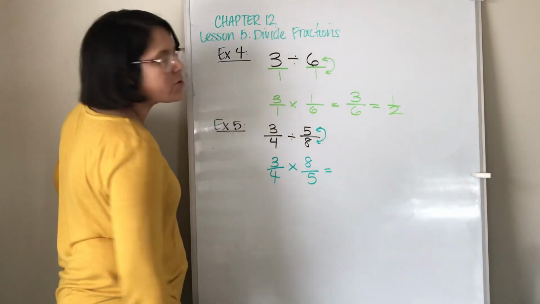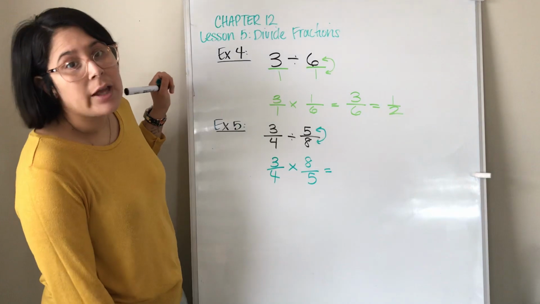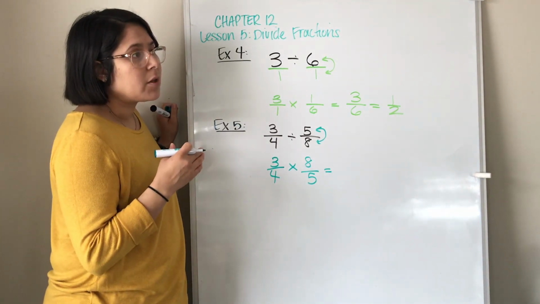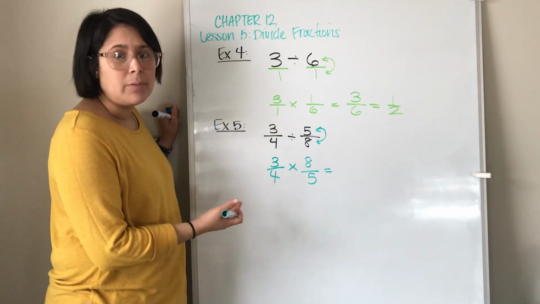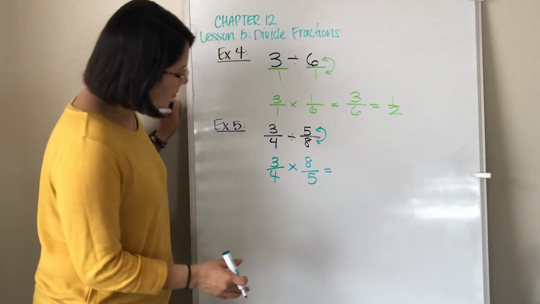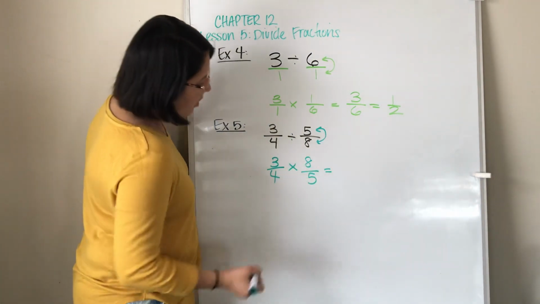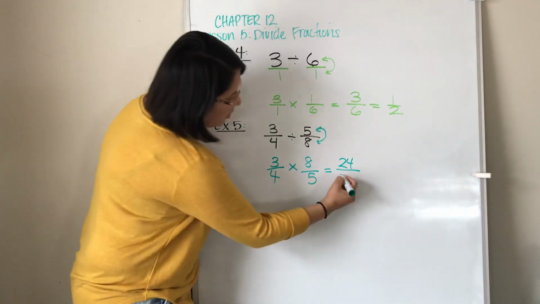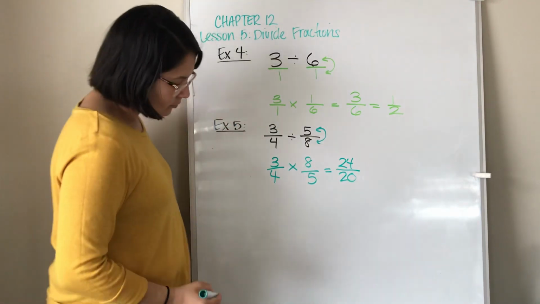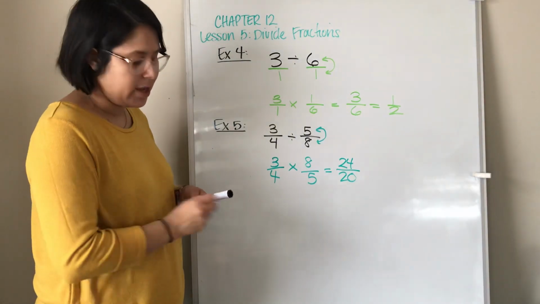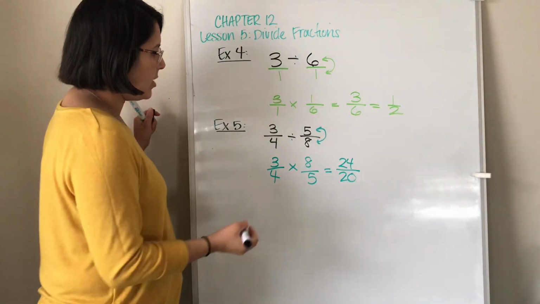Please don't do this in your head either. Write it down. Don't risk messing up. Just write it down small right next to your problem. So multiply the numerators, 24. Multiply the denominators, 20. Now I need to simplify. There's 2 ways I can simplify this. I'm going to do it both ways to show you guys.